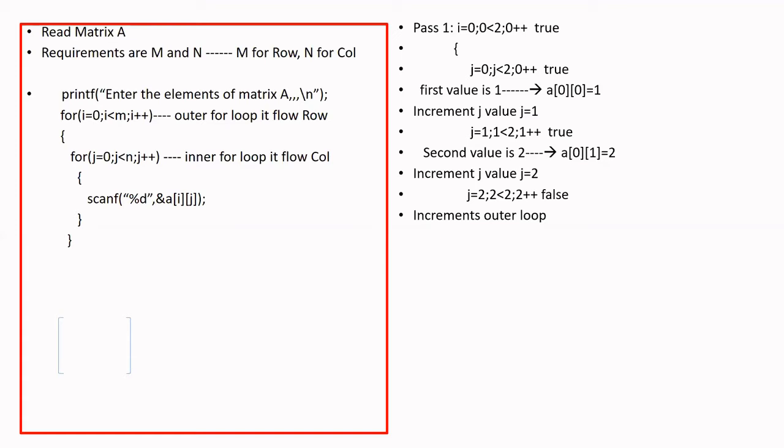So it increments the outer for loop now. Now the i value is 1. Is 1 less than 2? Yes, exactly, true.